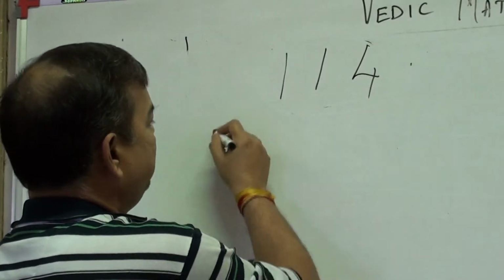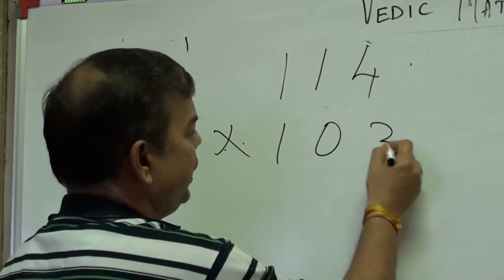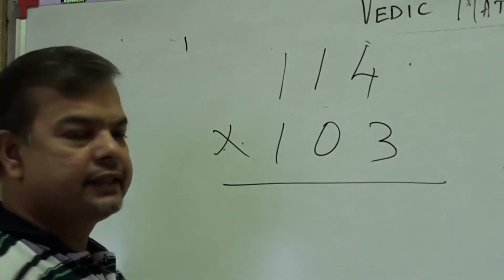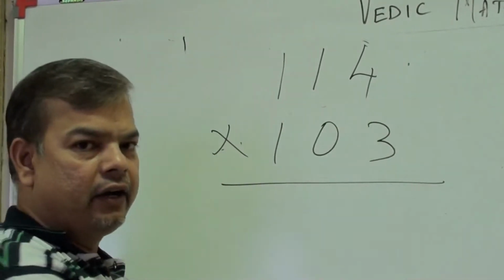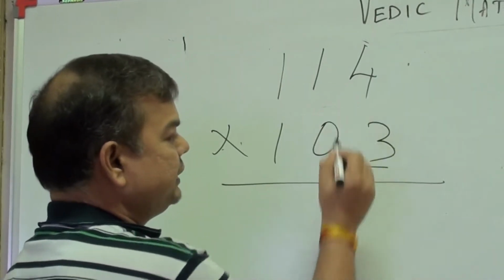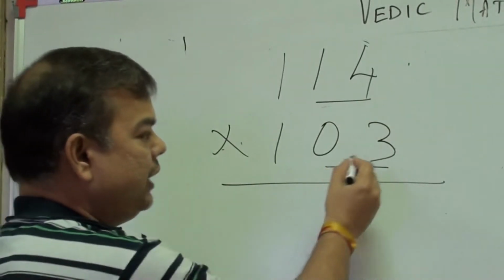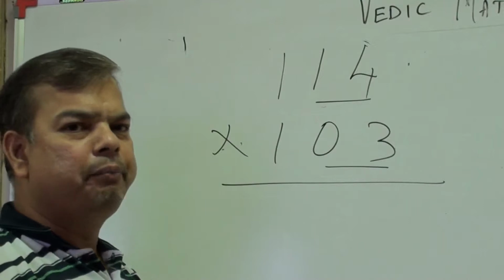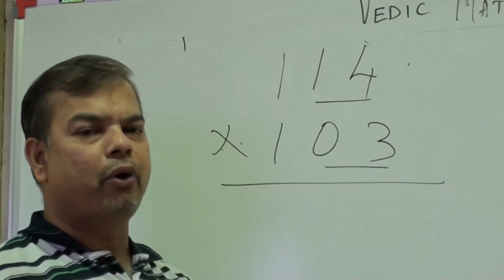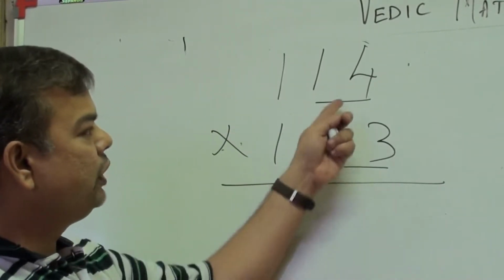114 multiplied by 103. Now in this case, since the base is 100, I will take 2 digits simultaneously. 14 here and 03 here. Always try to write the bigger number on the top and the smaller number on the bottom. Now in this case, multiply 03 with 14.